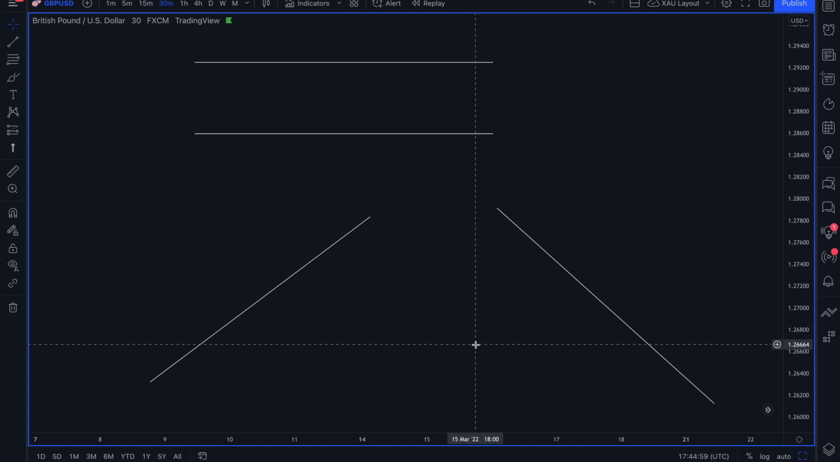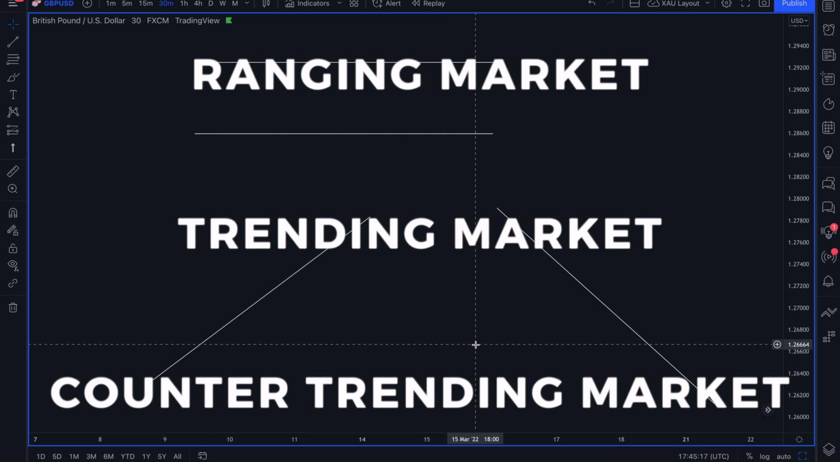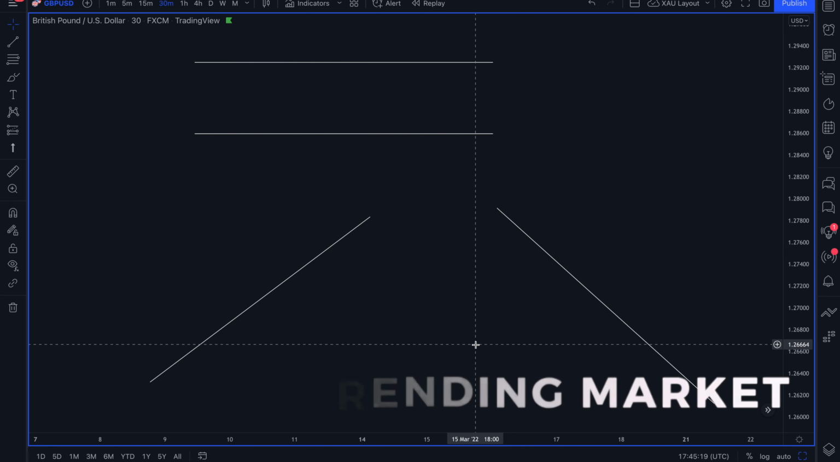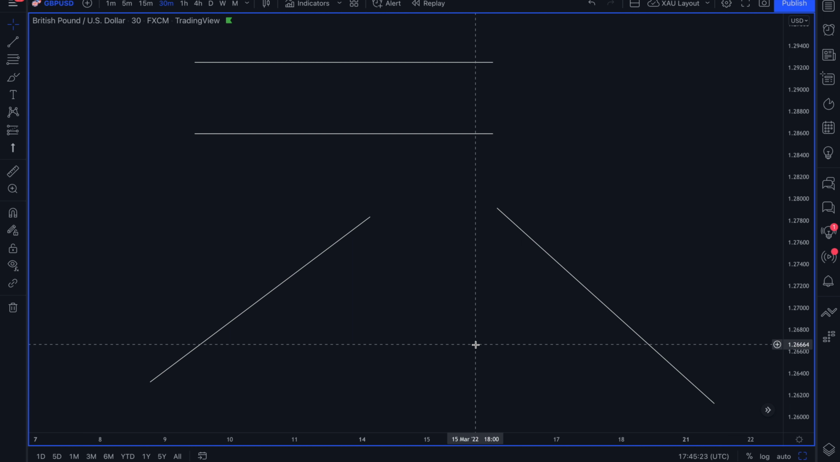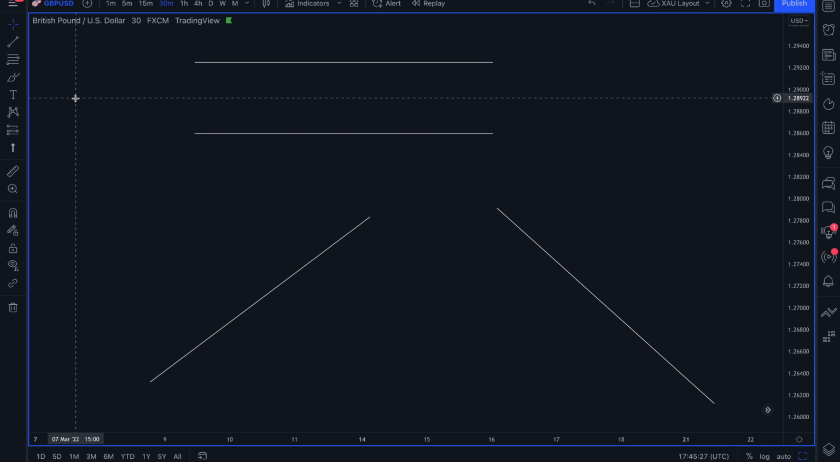So before we jump into examples and I show you exactly how to use this strategy effectively, it's important to understand that there are actually 3 different market conditions that we can implement this strategy with. So we have the ranging market, we have the trending market, and we have the counter trending market. Now, you might be wondering what these are. So I will show you briefly now, and then we will talk about how we can actually use these things to profit from the markets.